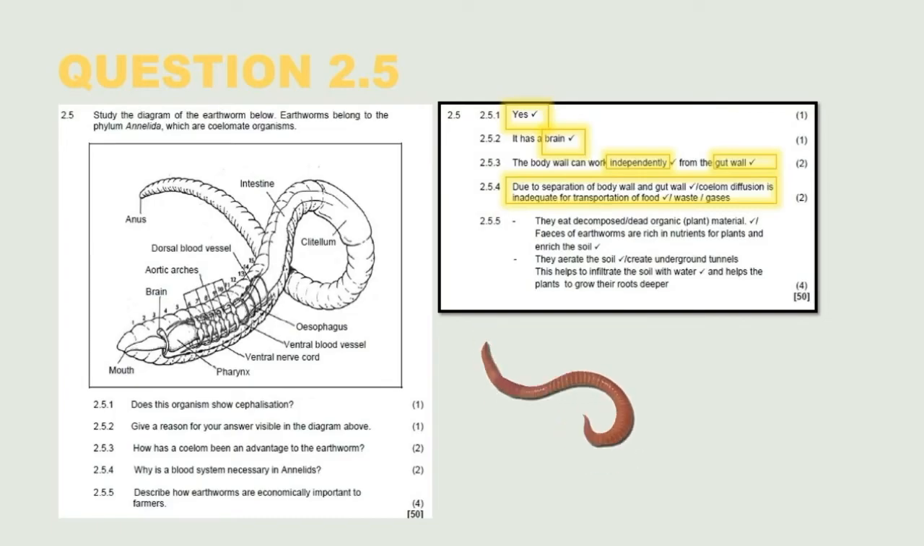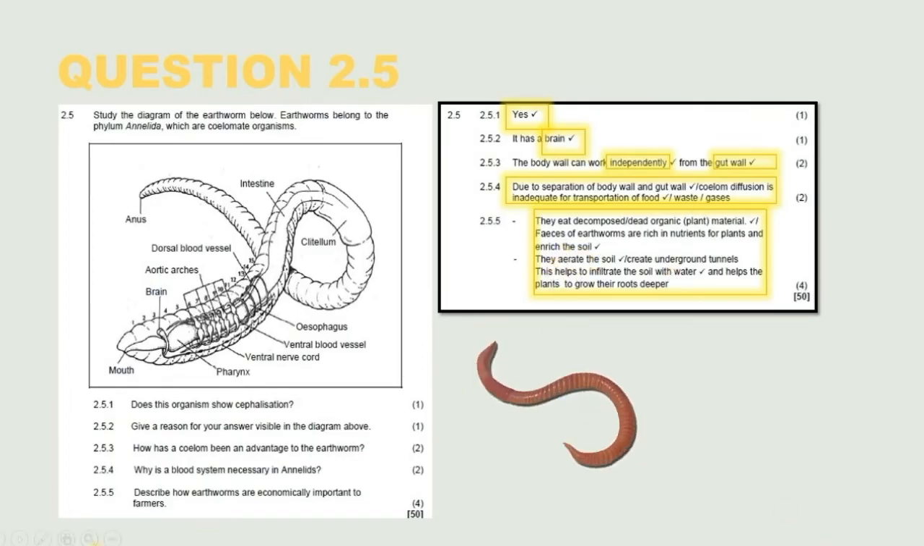2.5.5, describe how earthworms are economically important to farmers. Most importantly, earthworms are decomposers. They eat dead organic plant material. The feces of the earthworm is very rich in nutrients for the plants, and it enriches the soil, so it keeps the soil fertile. They aerate the soil.